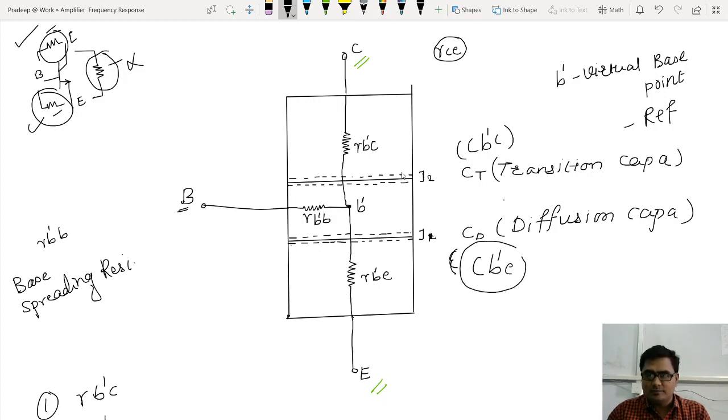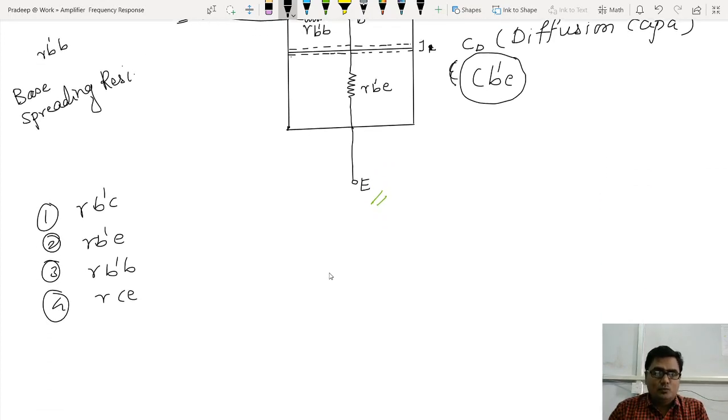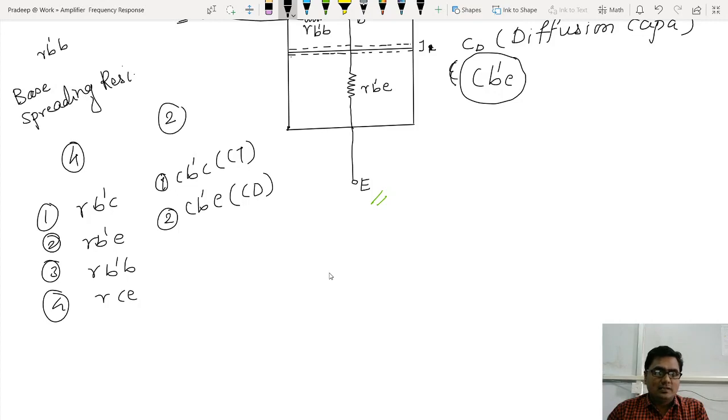Look at this, this is what my CB dash C and CB dash E. So how many capacitors? Let me make a list. One capacitor is CB dash C, second capacitor is CB dash E. Now CB dash E is referred as diffusion capacitance, CB dash C is referred as transient capacitance. So 4 resistors and 2 capacitors are present inside the transistor, and those are responsible to decrease the gain at higher frequencies. The thing is clear?